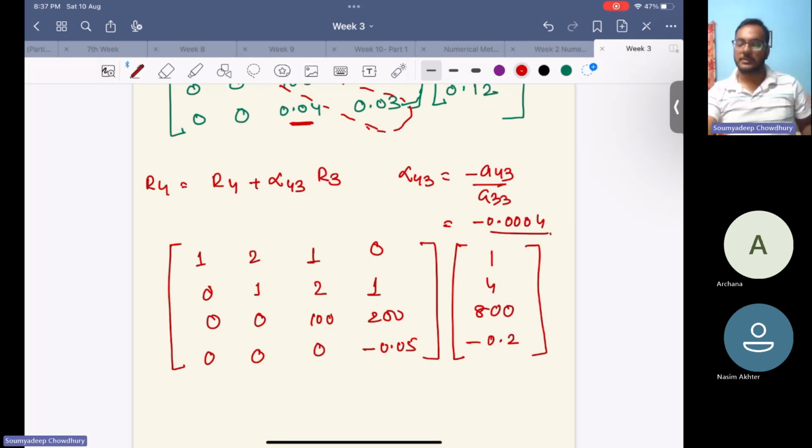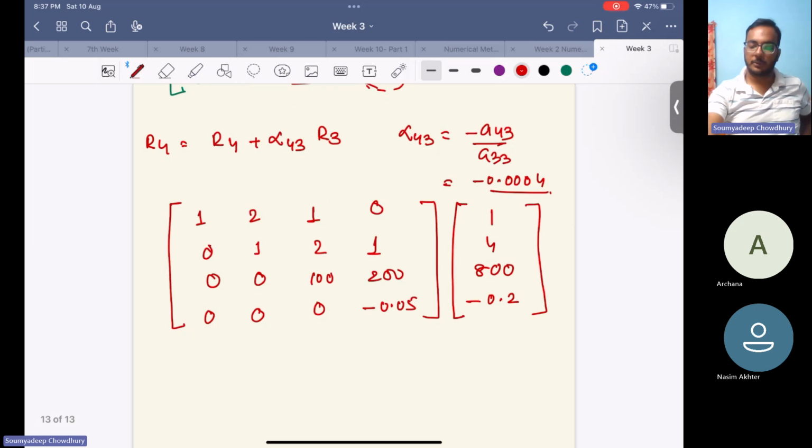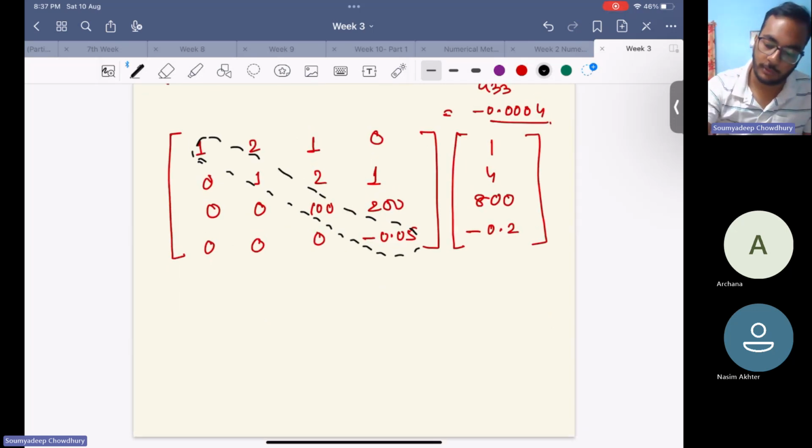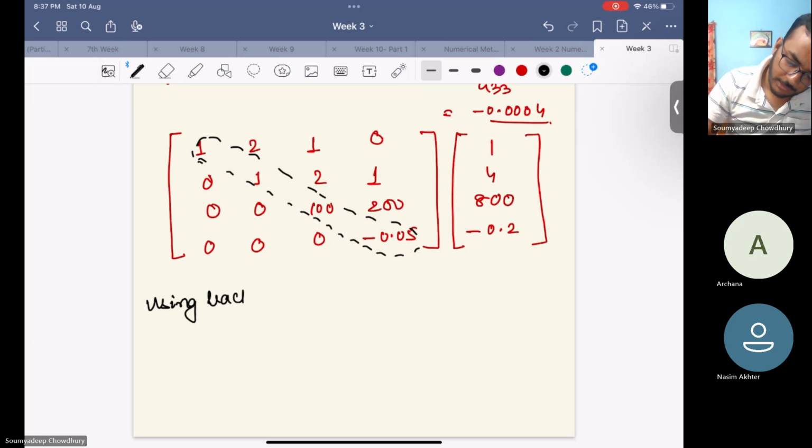So now our job is done. All elements below this principal diagonal are 0, right? All these elements are 0. Now your elimination process is done. Now we will use back substitution to solve the equation, using back substitution.